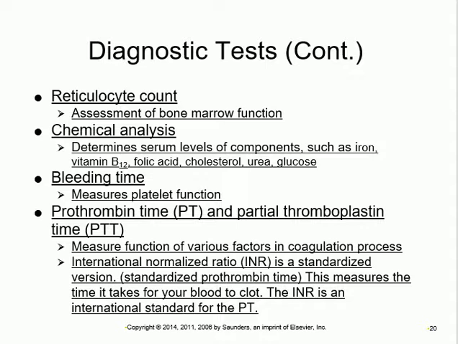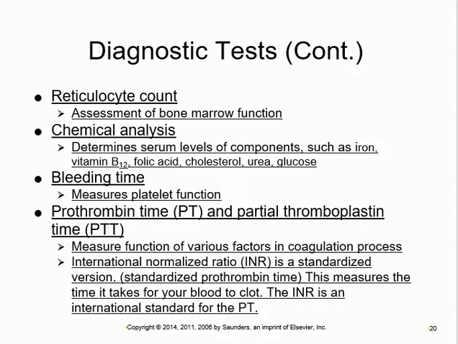What's bleeding time? You have a puncture, you have a wound. How long does it take to stop bleeding? This is bleeding time, and it is basically measuring the function of the platelets. Do you have enough platelets or not? Are the platelets working well or not? Bleeding time.